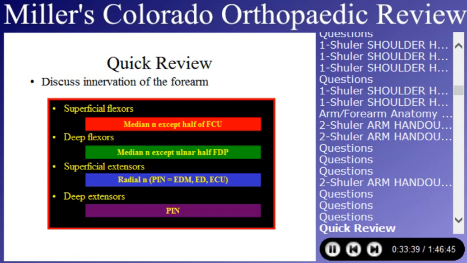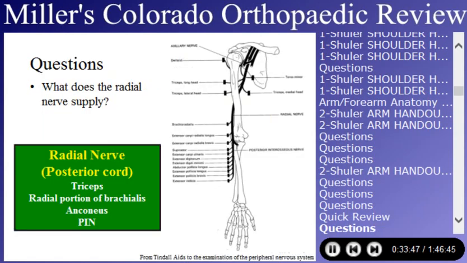Superficial extensors is the radial nerve with the PIN innervating the ones I have highlighted. Deep extensors are the posterior interosseous nerve. Radial nerve supplies what? Triceps, radial portion of brachialis, anconeus, and posterior interosseous nerve. And the reason why I want to highlight this real quick, pay particular attention to the way this diagram is. You look here at the posterior interosseous nerve and its travel. One of the questions they'll do on the board examination, say for example you have a posterior interosseous nerve palsy, they'll ask the question, what is the last muscle expected to return?